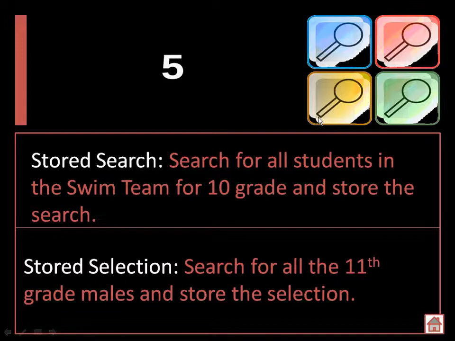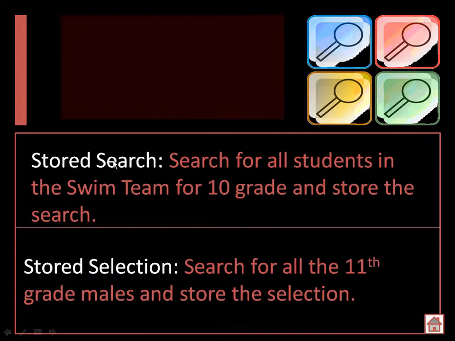All right. Next thing we have is an activity. And what I want you to do is, I think we have like 3 minutes in here, but what I want you to do is be able to search for all students in the swim team for 10th grade and store that search. So you're going to have to make the search and then store it. And then at the bottom it says search for, you're going to store the search. So you have to create this, you have to go to stored search first and then store it.